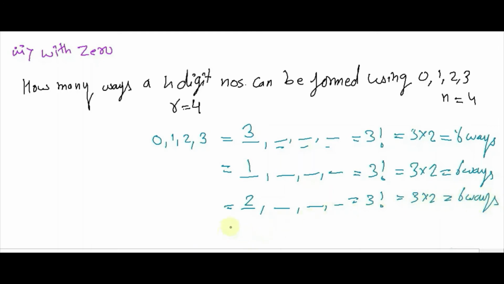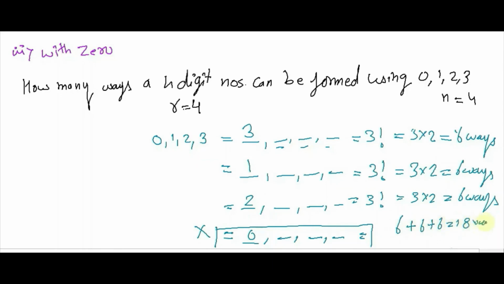Now, when we put 0 in the first place, it will become a 3-digit number, not a 4-digit number. So that possibility is totally impossible. So there are 6 plus 6 plus 6 is equal to 18 ways to arrange these digits into 4-digit numbers.